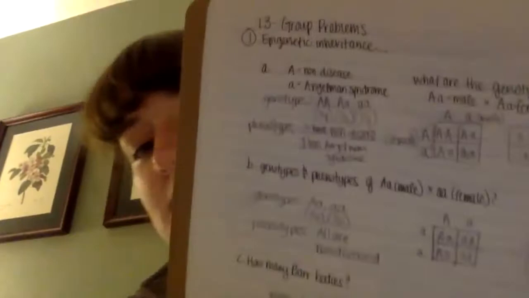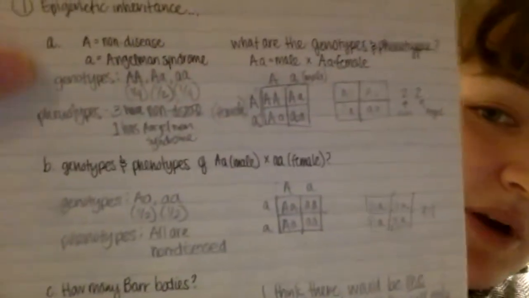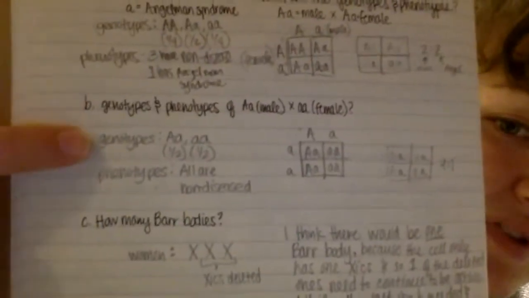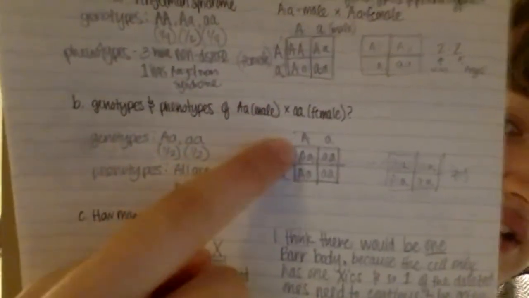Part B, I'm going to send to this side because it's slightly easier. Not really, I lied. Question B is asking about part A again. If you had a male that was heterozygous and a female that was homozygous recessive for Angelman syndrome, what are the genotypes and phenotypes of that progeny? So once again, part B. I wrote out the parents again. Here they are listed out.